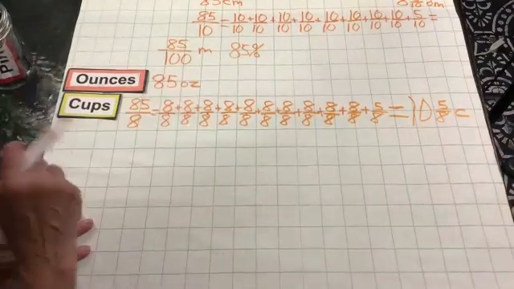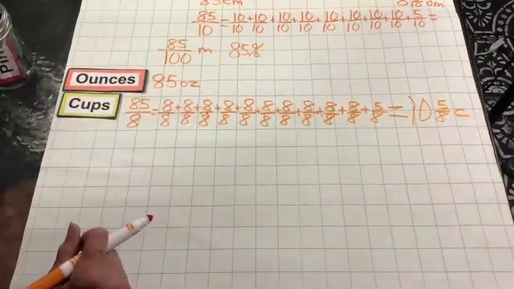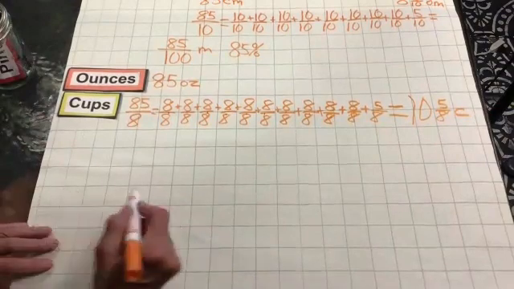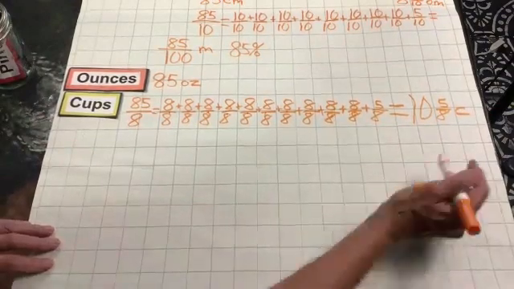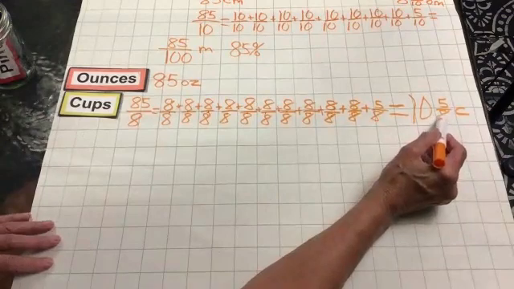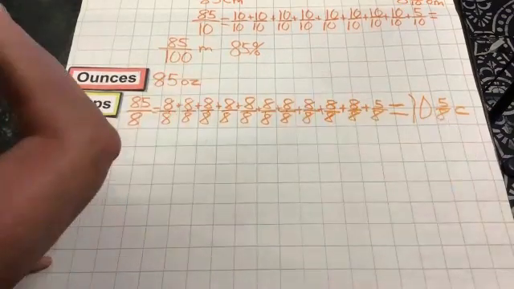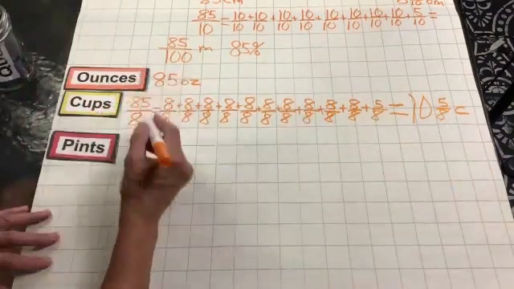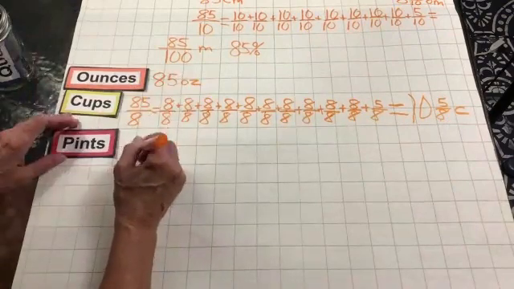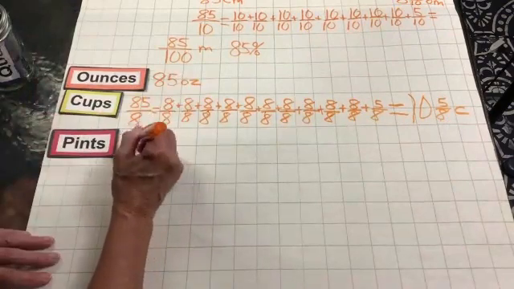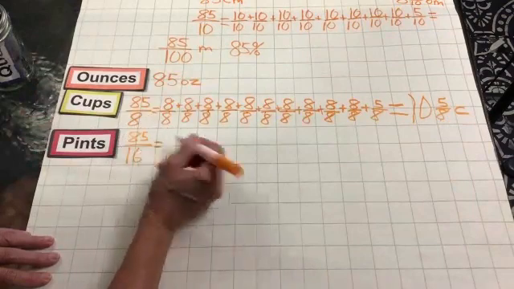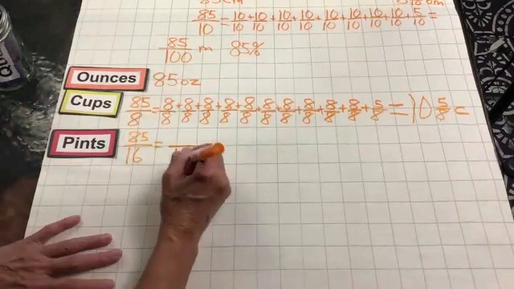So 85 ounces is the same. If we have 85 ounces of milk, we can pour 10 cups and then have a little more than a half a cup. 5/8 is a little more than half a cup. All right, let's go for pints. It takes 2 cups to make a pint. A pint is 16 ounces. So we are going to put this into groups of 16.